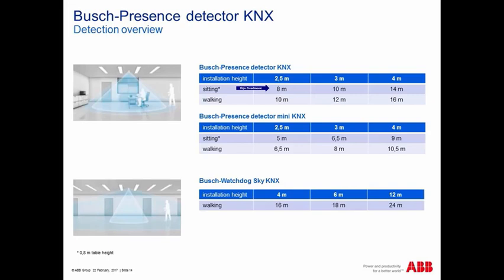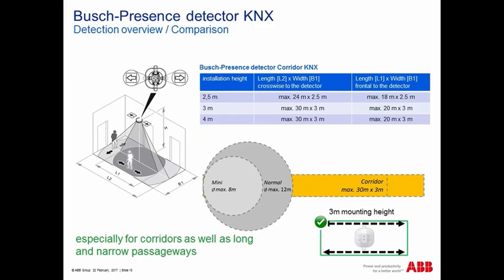This is a typical average table height. It means this is really a high resolution presence detector, and the presence detector will monitor each finger movement. The Busch Watchdog Sky is not made for office application. Here we are talking about walking, and the typical installation is here 12 meters with a detection range of 24 meters. A little bit different is the Busch-Presence detector corridor KNX.